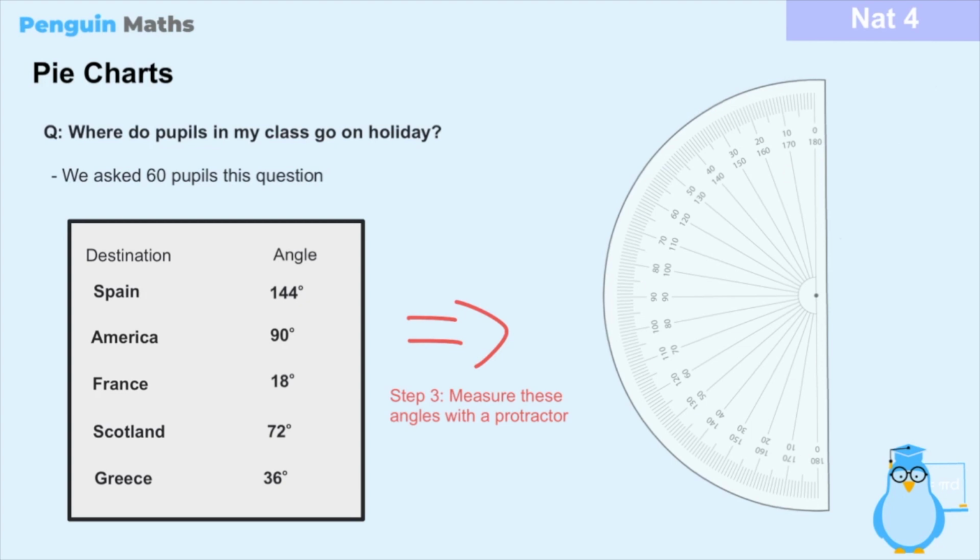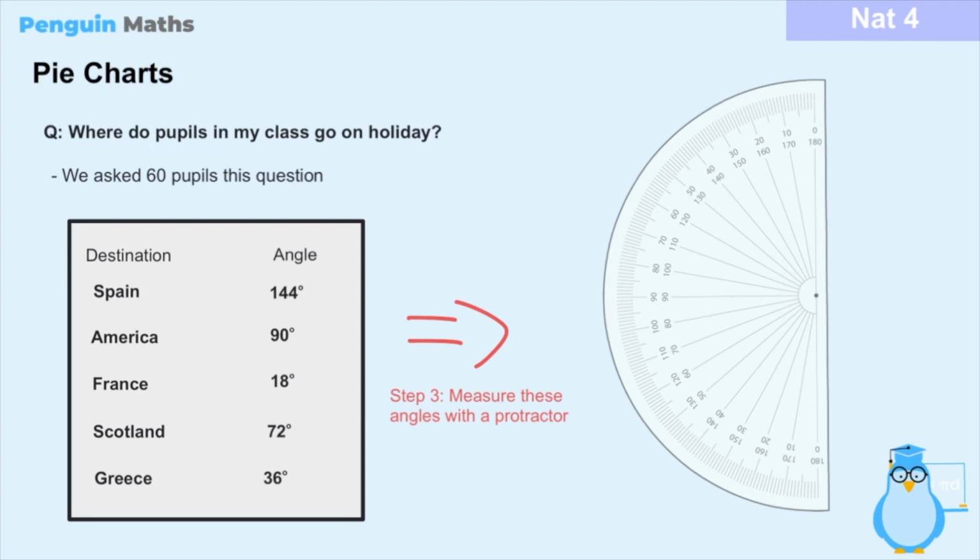A protractor is basically this little device here, which can either be a semicircle like this or a full circle, and on the device we have these little markings indicating the angles in degrees. Starting here from the 0 point, which indicates 0 degrees from the point that we are measuring, this line here would indicate the angle of 144 degrees needed for Spain. Here we have 90 degrees for America, 18 degrees for France, 72 degrees for Scotland, and finally 36 degrees for Greece. So how we would do this on the circle to make a pie chart is we would first begin by deciding where the 0 point is going to go, and then we would measure the first angle.